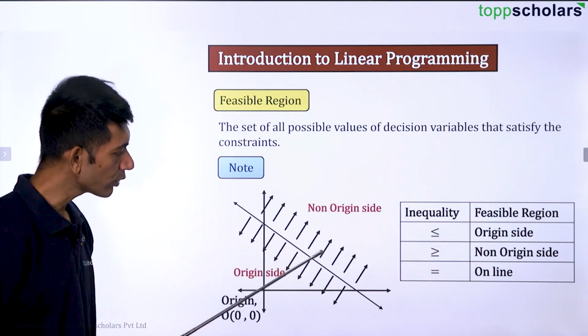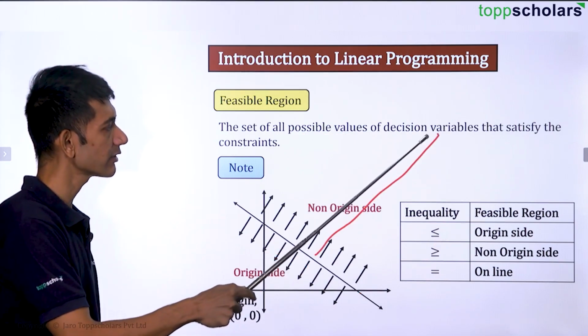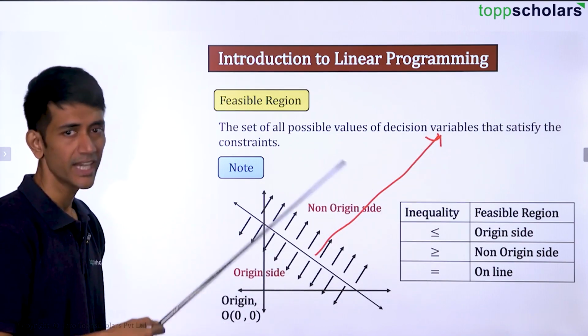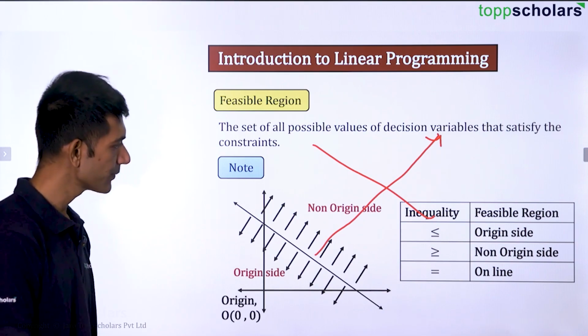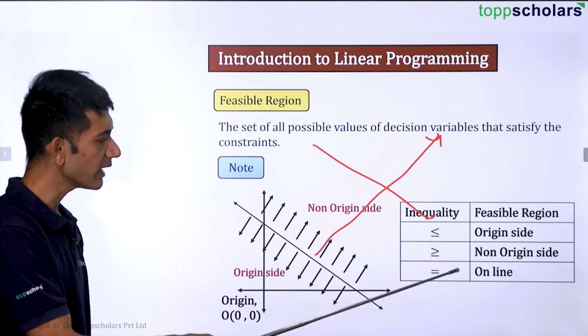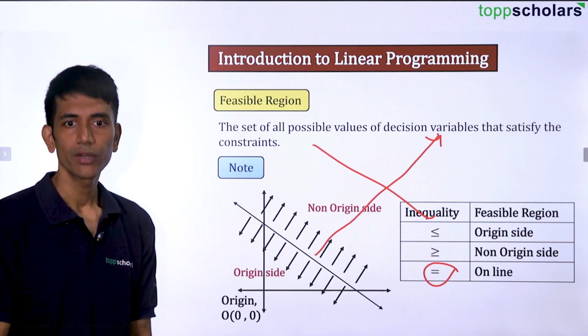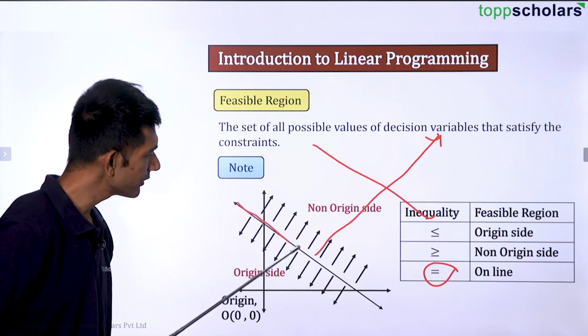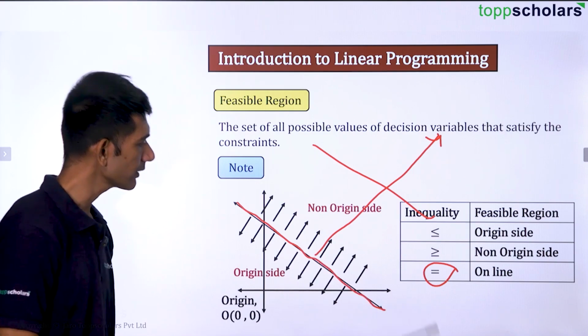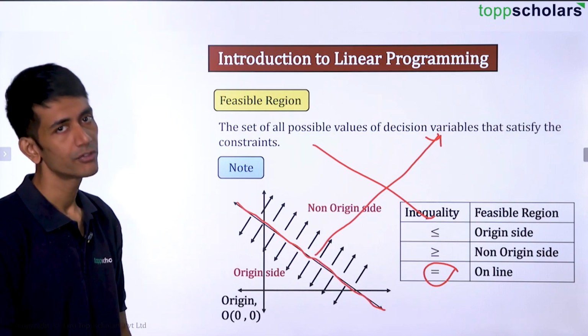Similarly, for the non-origin side, this is the feasible region. It is not going to have any boundary there. It will not be bounded. It will go on and on because there is no blockage here. And then on the line: if you have equality, we already know that whenever we have equal to, the line itself will be the feasible region.